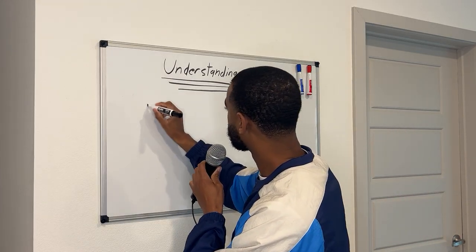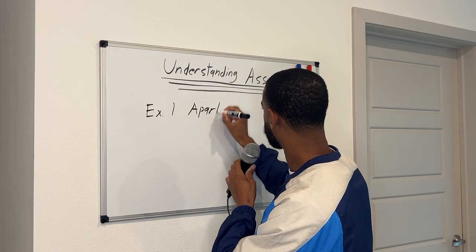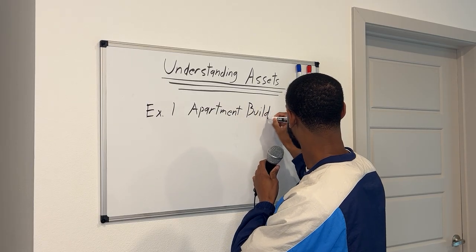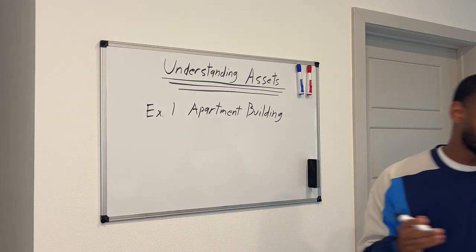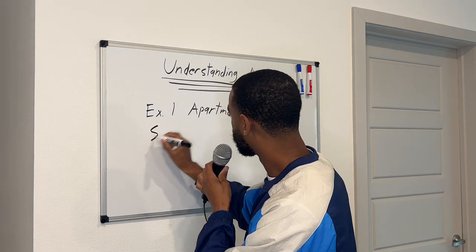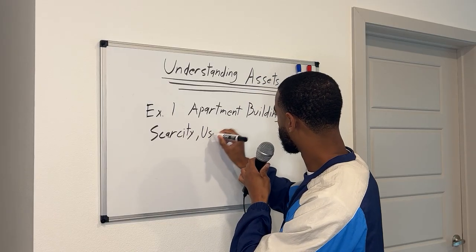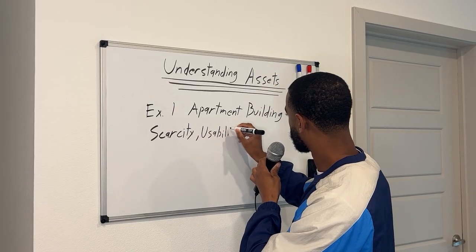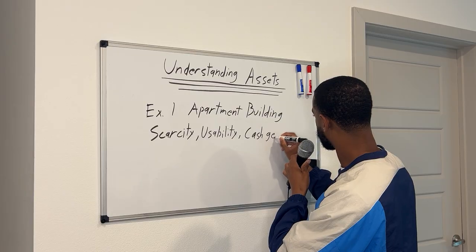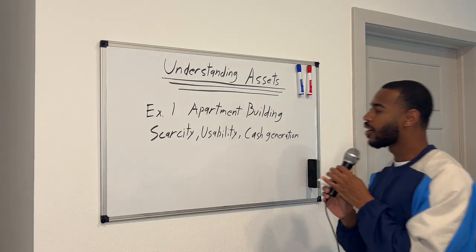So example 1, apartment building. Now, an apartment building checks 3 of these boxes. So an apartment building has scarcity, usability, and cash generation. All right. Now, how does it check all 3 of these boxes, right?